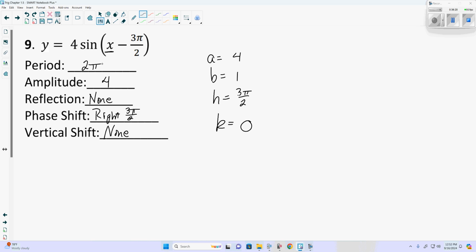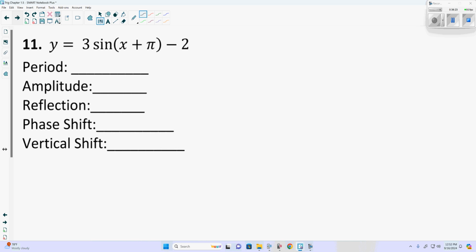Questions on this here? Well, again, B is 1, so I don't have to worry about that value affecting the H, having to factor it out. Well, let's go with the rest of them. A would be 3. H, almost. It would be negative pi, because since it's plus inside, it's going to come out as minus.